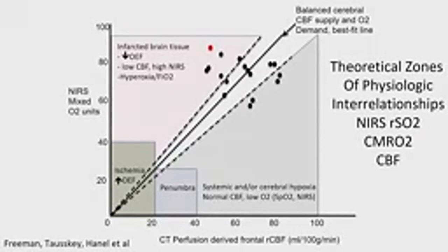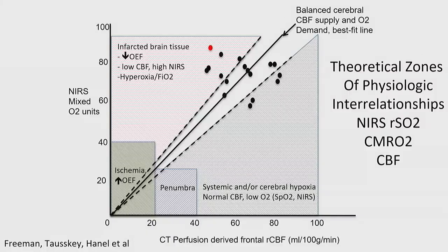And so this is the interesting part of using NIRS. And in the upper left, this is a dead brain zone, right? So if the brain tissue is dead, it doesn't extract oxygen. So your NIRS units are high, your CBF is low. So this was sort of the data. Maybe we'll get back and finally publish that.